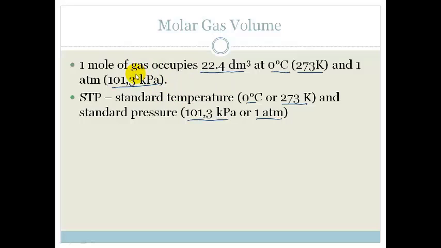Now, please understand that the reason this is only at STP is because we know that a gas expands if it gets hot. And what happens with pressure and volumes of gas? As we increase the pressure, the volume goes down. So basically this is only at STP.